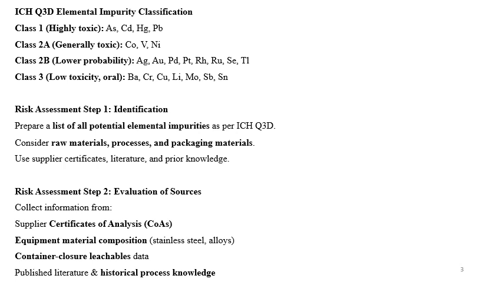So once you start the risk assessment, first is the identification step. Prepare a list of all potential elemental impurities as per ICH Q3D for oral formulations and get their PDE values. Consider the raw materials, processes and packaging materials. Use supplier certificates, literature and prior knowledge. Collect all the declarations for the elemental impurities for each of the materials, whether it is API, excipient, coating material, capsule shell, and bases. Consider all. Consider packaging material also.